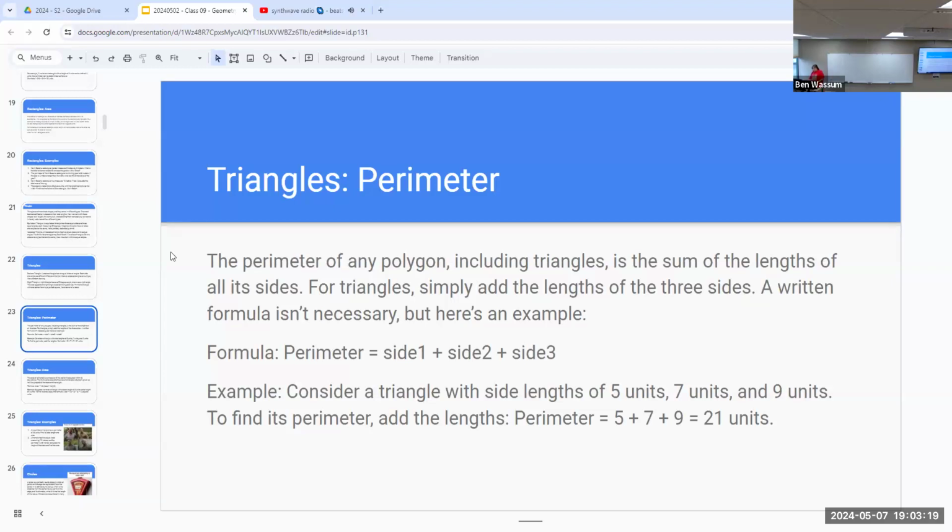So, like most polygons, triangles don't have a magical formula for their perimeter. If you're doing the perimeter for a triangle, you just add up all the sides. You can make up a formula: perimeter is side one plus side two plus side three. Realistically, when you would do that would be if you're doing a word problem, you're given two sides, you're trying to find the third side, and you know how long the perimeter is. So it says here, consider a triangle with side lengths of 5, 7, and 9. Find the perimeter, you add them all up. Get 21.